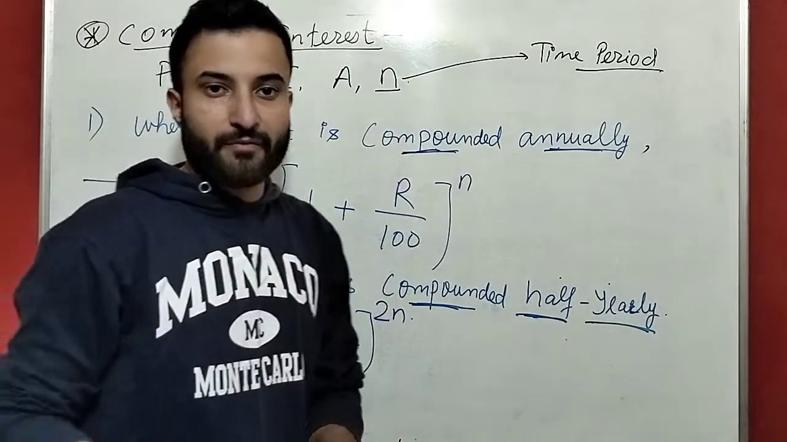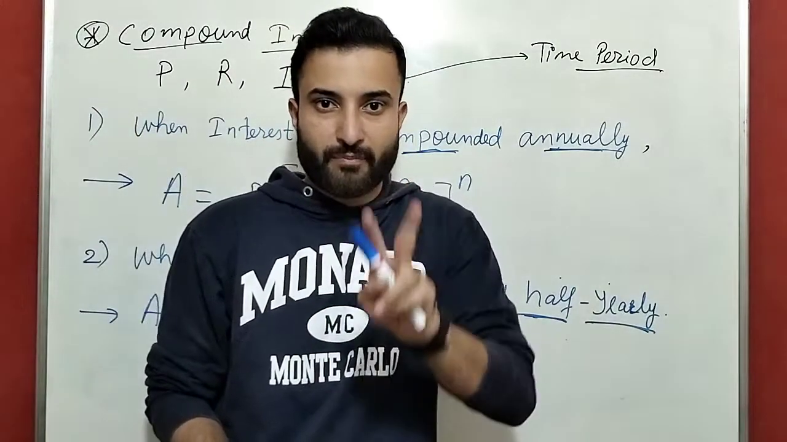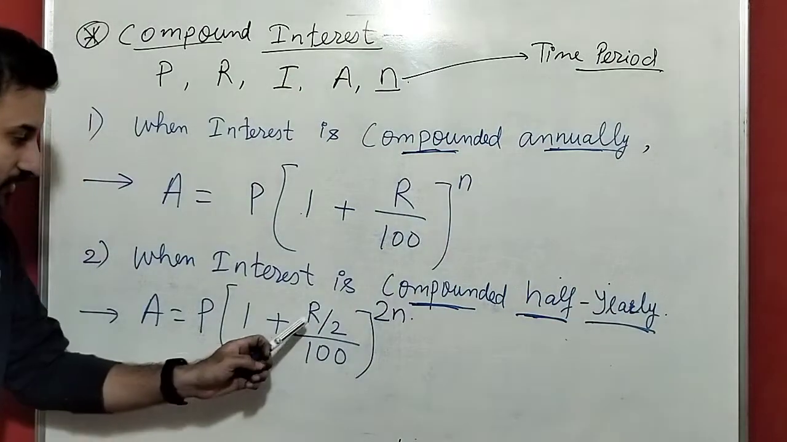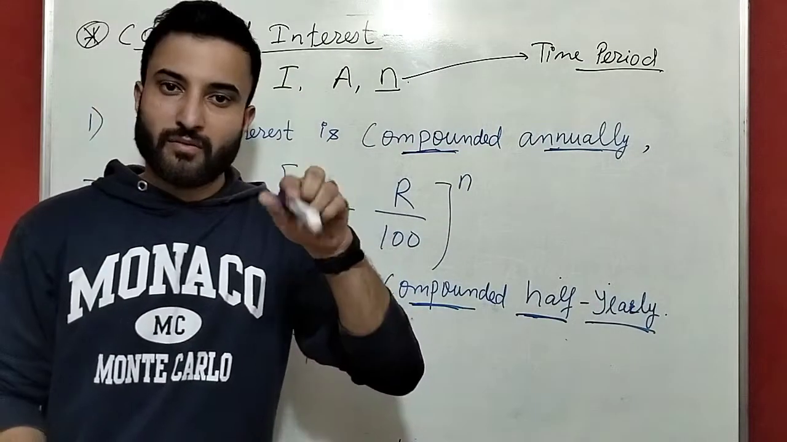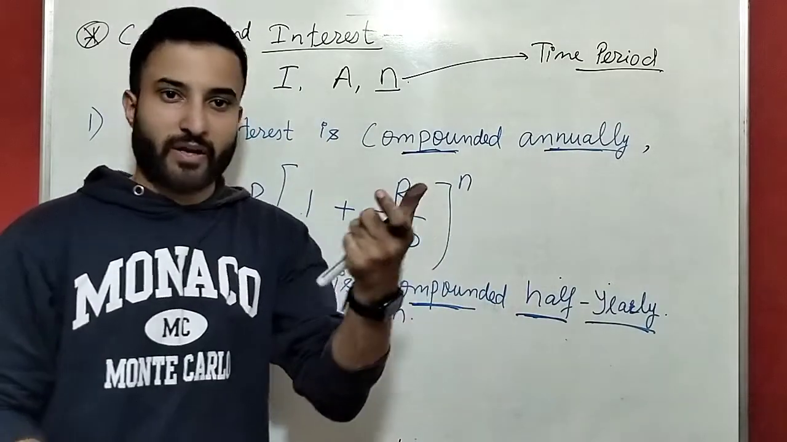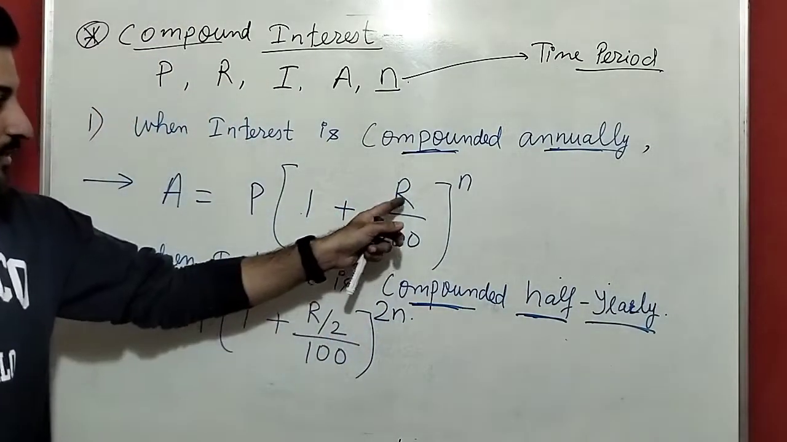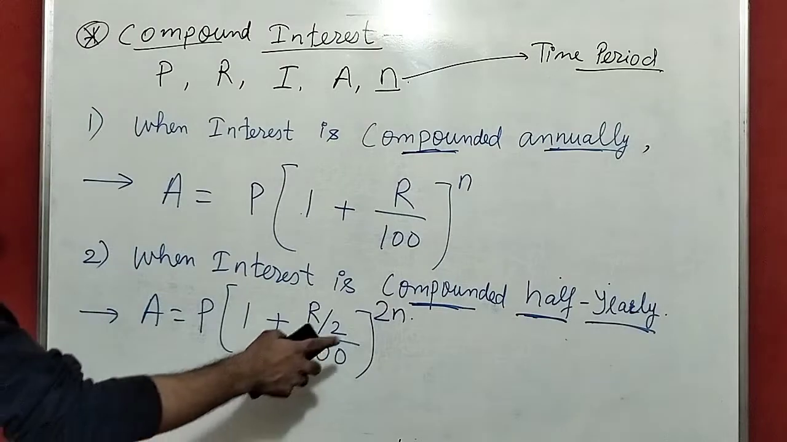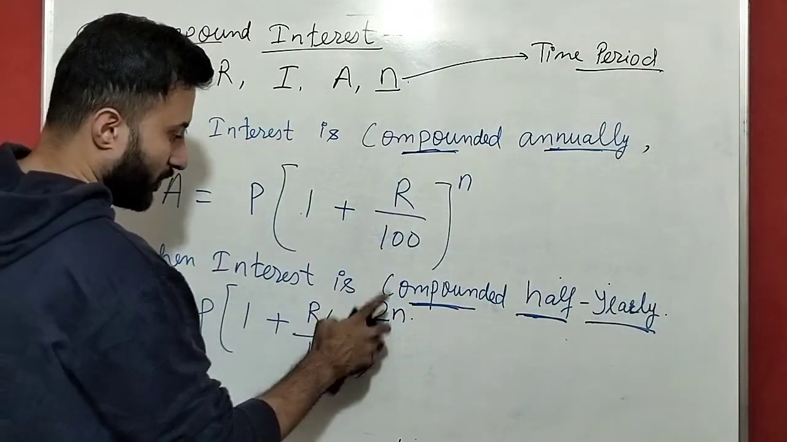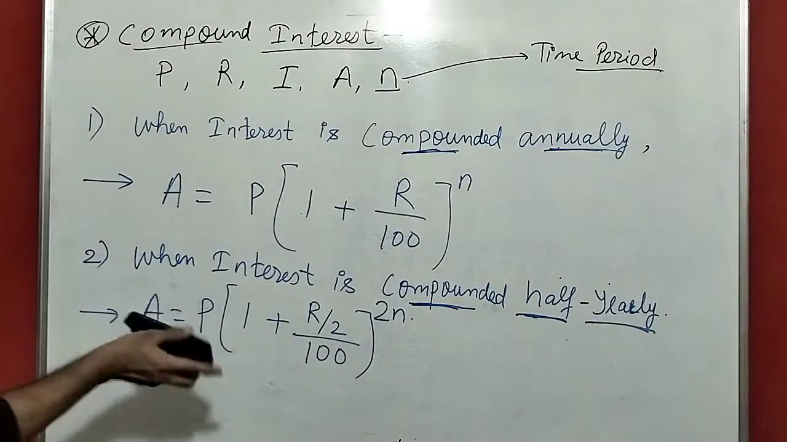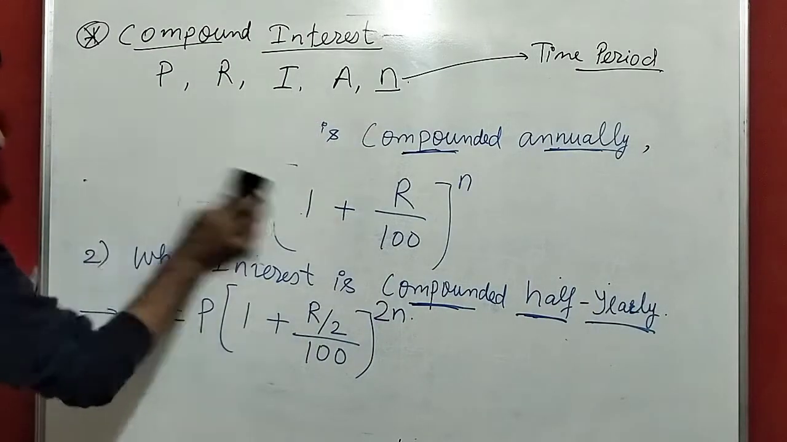Compounded half yearly means you are dividing into half. Half means 2 parts. So that's why r divided by 2 and 2n. Compounded annually means 1 year. Annually means yearly, so it is 1 only. Compounded half yearly means it is divided into 2 parts, so divided by 2 into 2. This is a trick to remember the formula.